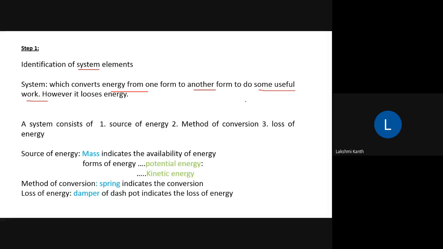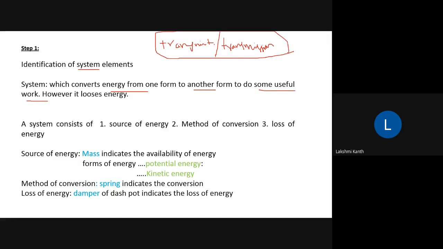System is nothing but a thing that converts one form of energy into another form of energy. And always, with the help of these conversions, it produces some useful work. That is important. However, it loses energy. Whether it loses energy or not, that is secondary. But it mainly performs some useful work. This is in the general sense. But most of the time, these engineering systems are mainly focusing on two terms. One is called transmit, and another one is called transmission. Okay, so these two terms are very important.